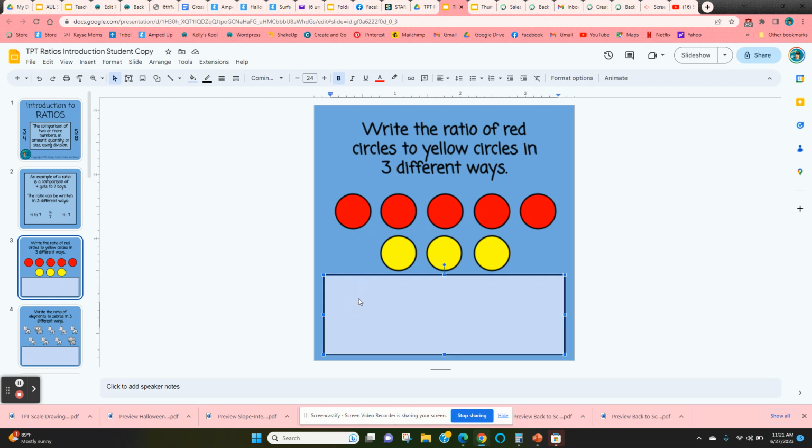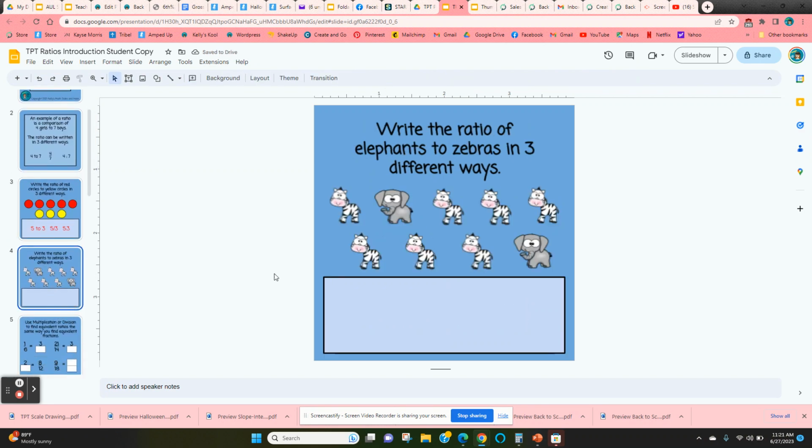They're just going to type in here: write the ratio of red circles to yellow circles in 3 different ways. So it would be 5 to 3 with the word to, 5 to 3 as a fraction, and 5 to 3 with a colon. So you just have to write it in 3 different ways.